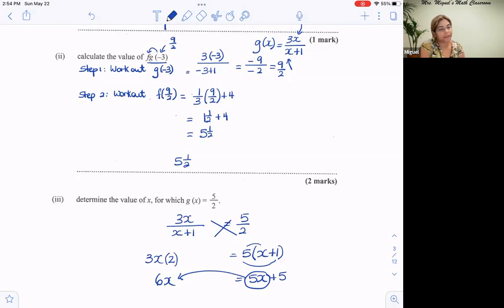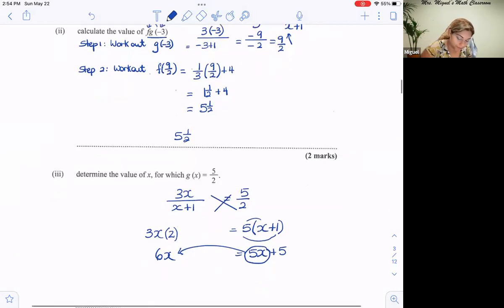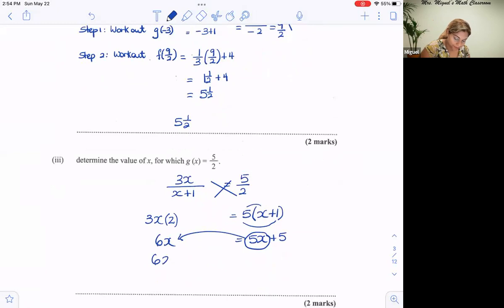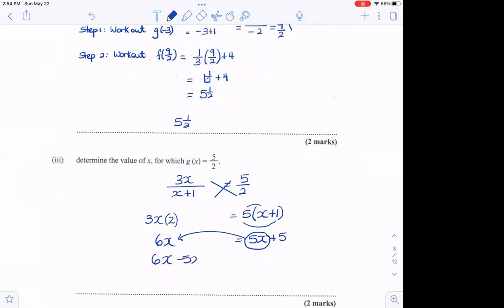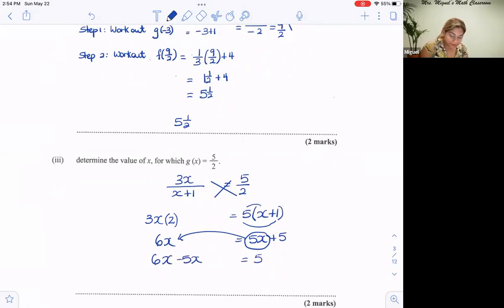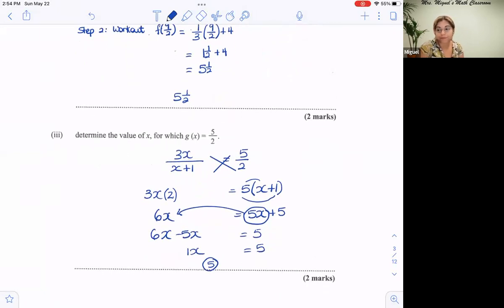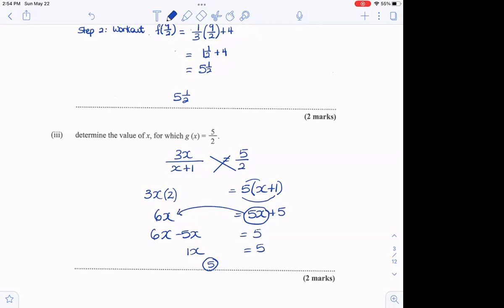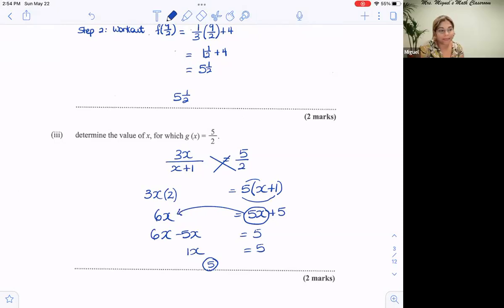Anybody has a value for x? Yes, miss. 5. Yes. 6x minus 5x is 1x. So x is 5. Could anybody else confirm that x is 5? Did anybody else get x is 5? Yeah, miss. Very good. So let me leave this up for a minute in case anybody wants to take it down, and we will move to the next question shortly.